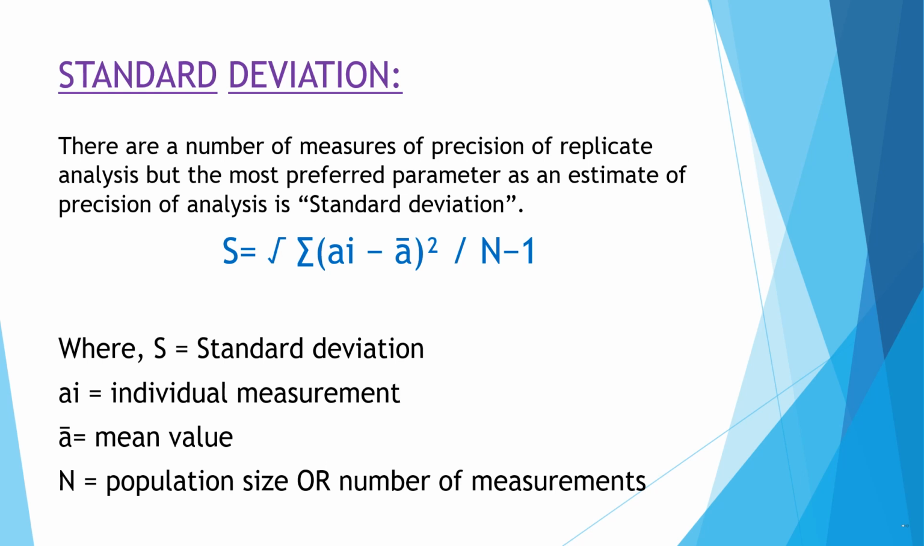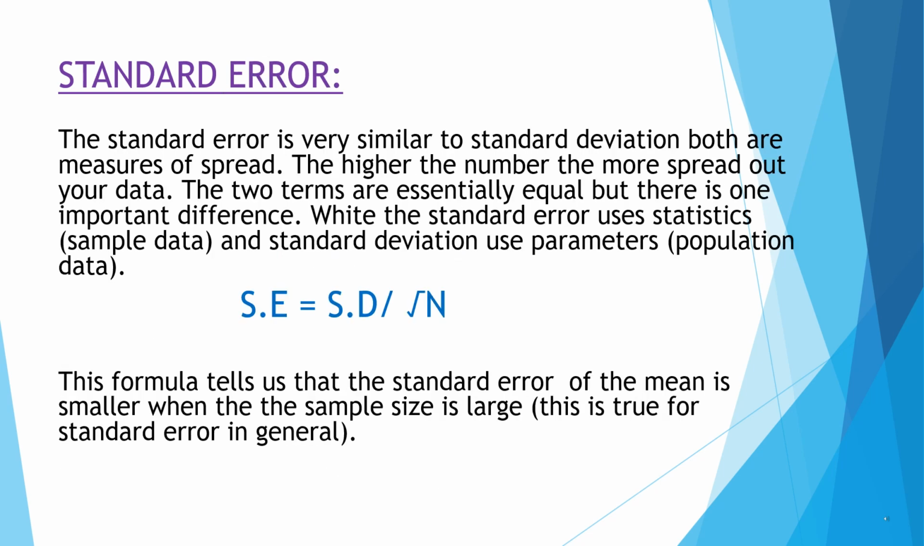Here is the formula of standard deviation, where S is the standard deviation, Ai is individual measurement, A is mean value, and N is the population size or number of measurements. Standard error is also part of the theory. It is very similar to standard deviation. Both are measures of spread. The higher the number, the more spread out your data.